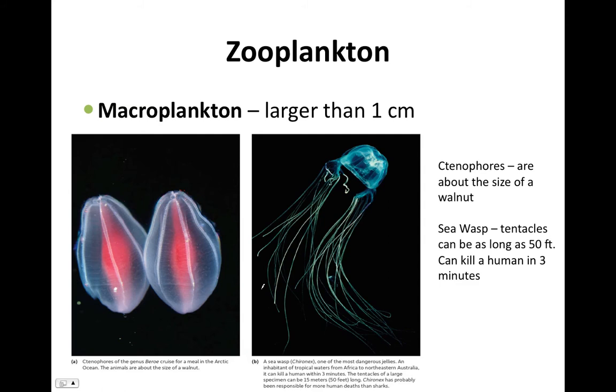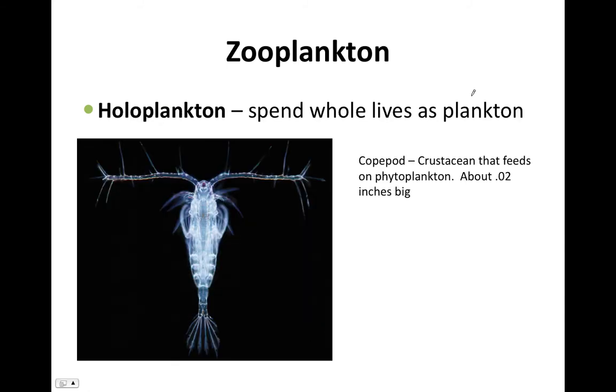So remember, the definition of plankton is not that the organism is small. It's not that the organism is photosynthetic. It's that the organism cannot actively swim. Like this jellyfish, it can move vertically slightly, but it can't swim against the current. Right? It cannot actively swim laterally. So that's the definition of plankton. So these are macroplankton. Zooplankton, they eat phytoplankton, and they're larger than 1 centimeter.